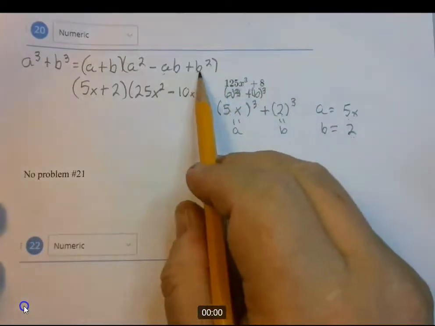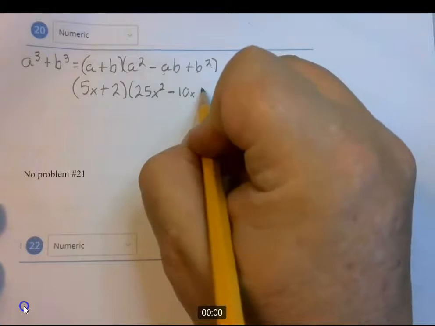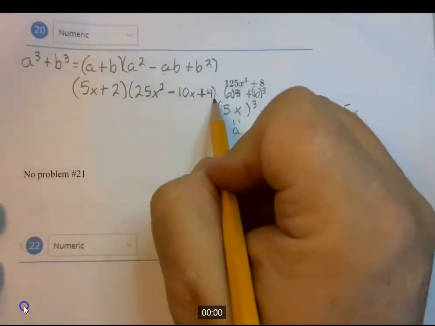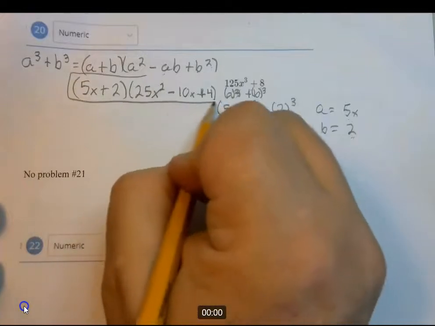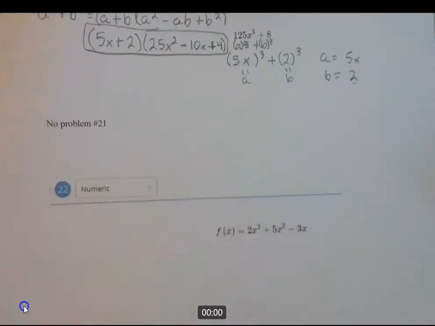And then finally, b squared. That's 2 squared, that's 4. Plus 4. And that's the answer. Okay, so be sure you're not just copying, that you know how to do this, that you can do this on a test. Okay, that will be necessary. All right, one more.